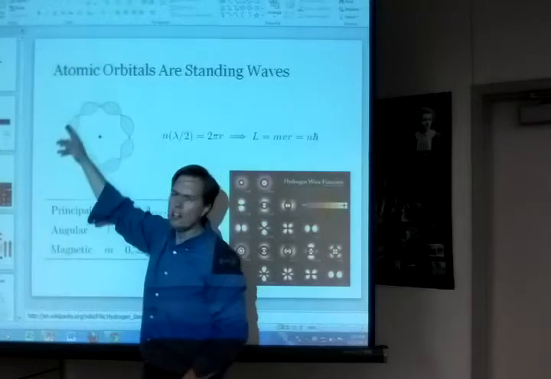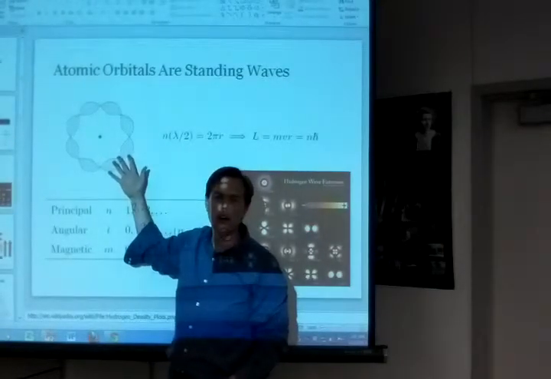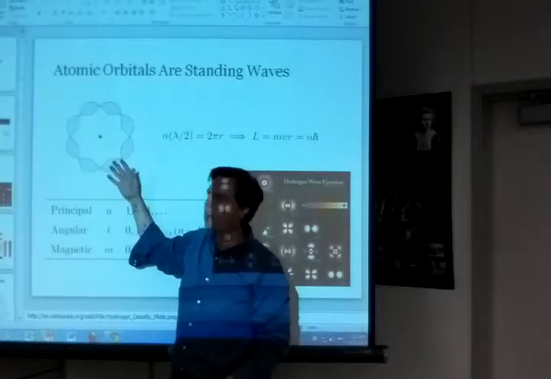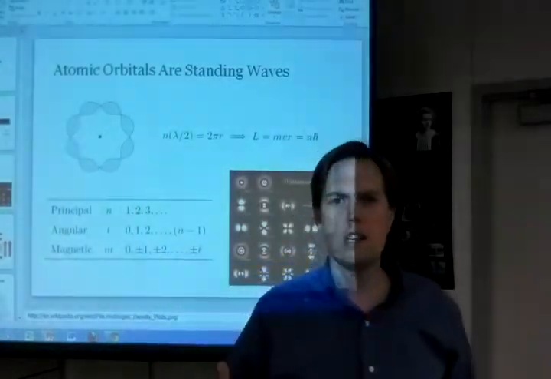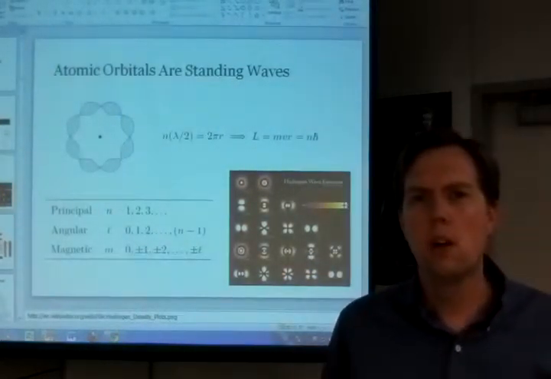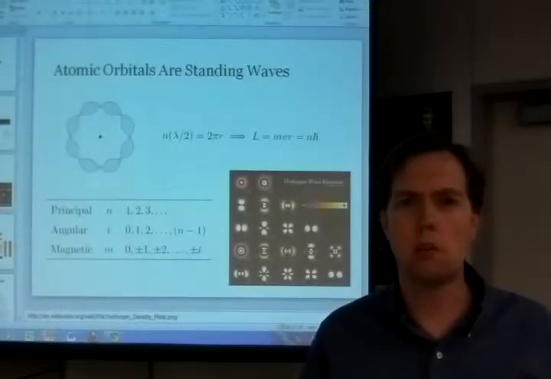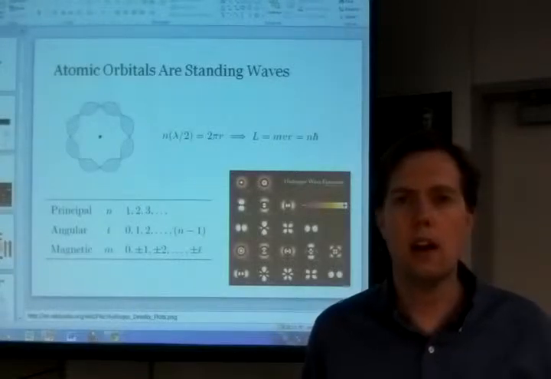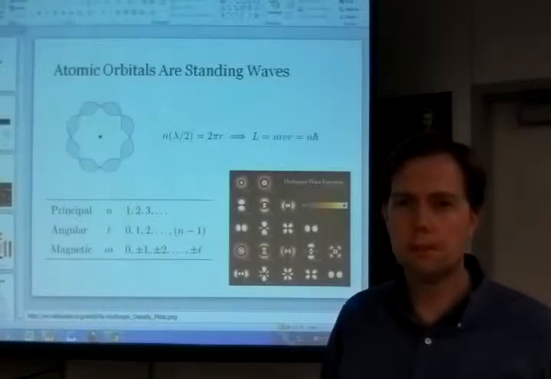I have to have an integer number, a whole number of half wavelengths, because if I don't, the pattern doesn't close on itself. I don't get a resonant standing pattern like I do when I'm talking about standing waves with strings or in an organ pipe or things like that. I need a standing wave in order for this situation to be stable.